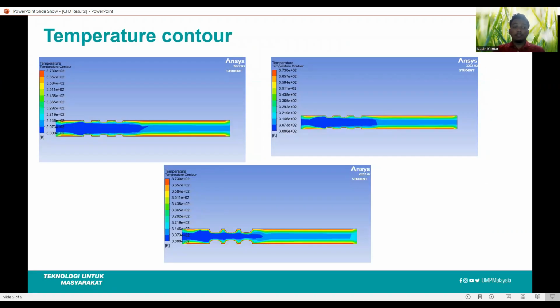And the temperature contour has been made with different tube diameters, which are 3.75 mm, 6 mm and 7 mm. As we can see in the temperature contour, changes have been made to the diameter. This one is a bit smaller, the next one is a bit bigger, and this one is the biggest.